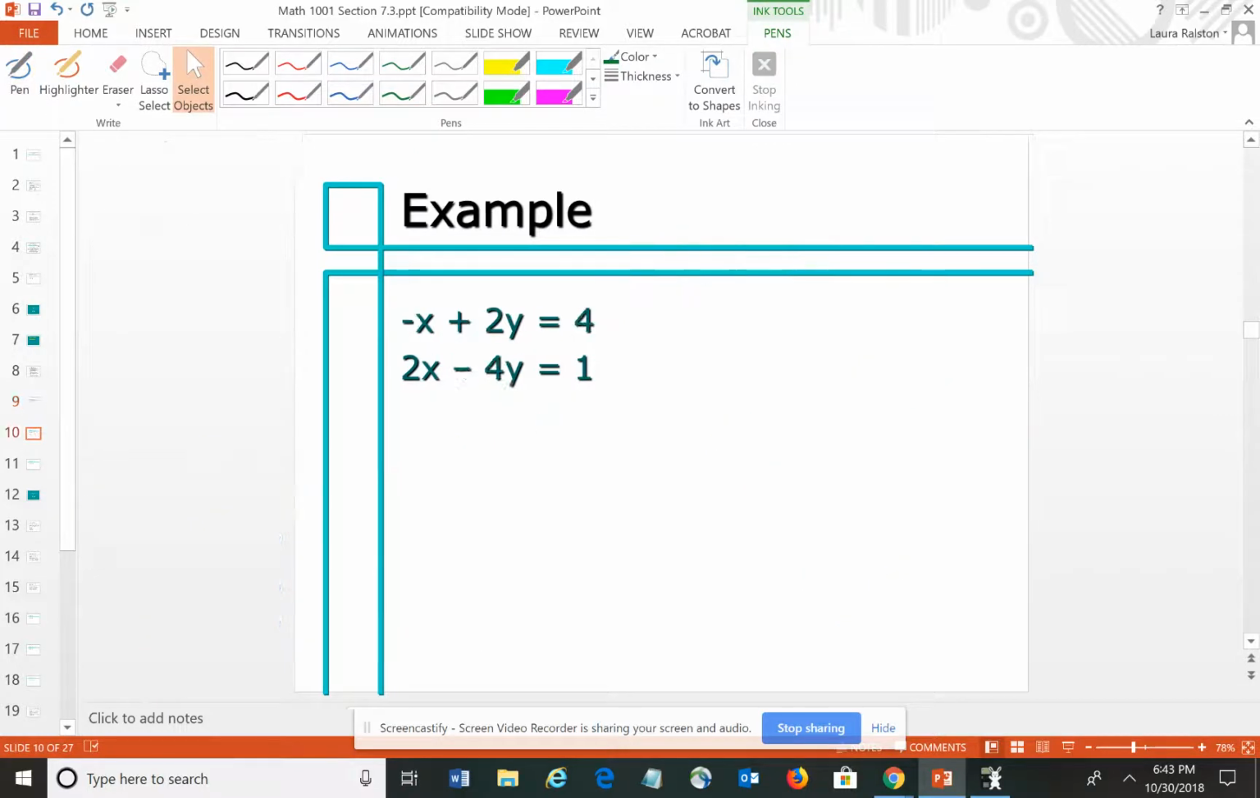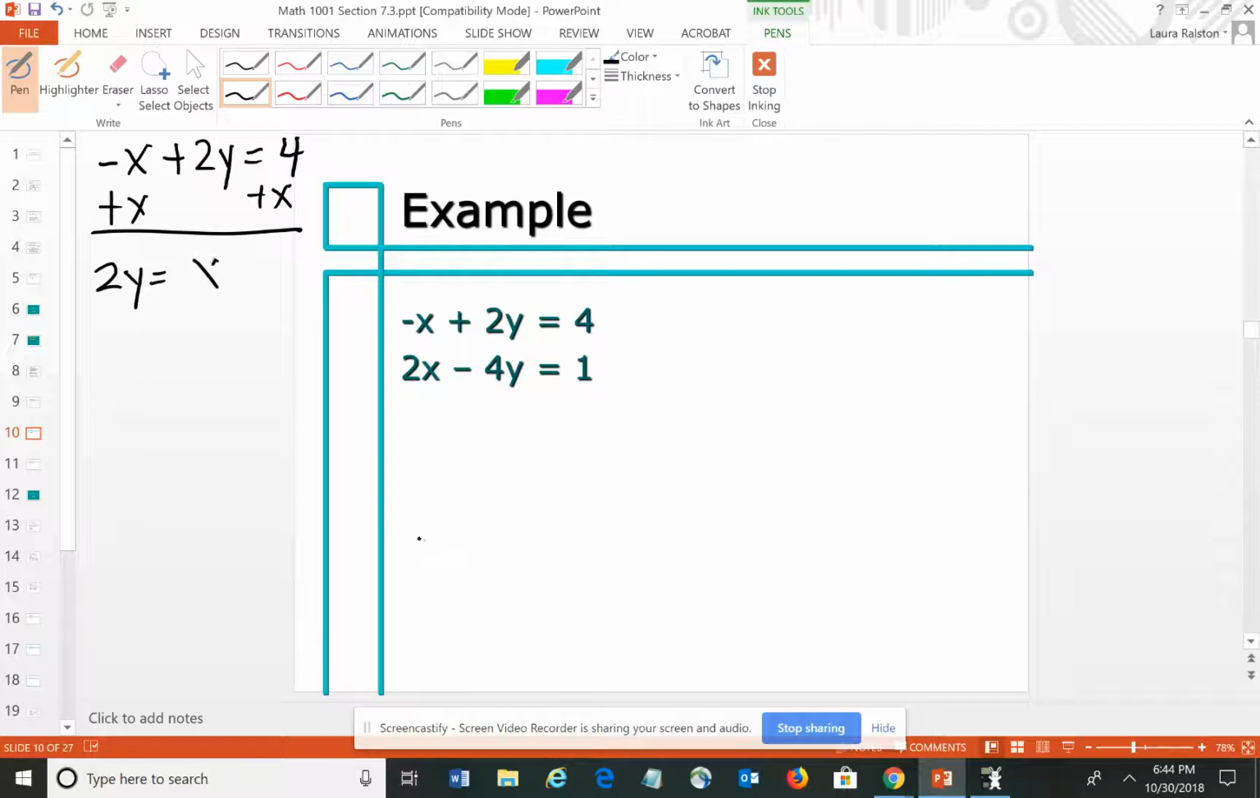All right, let's look at another one. Again, the first thing we have to do is solve the equations for y. So we have -x plus 2y equals 4. So I'm going to add x. I get 2y equals x plus 4. Divide everything by 2. So I have y equals 1/2 x plus 2.